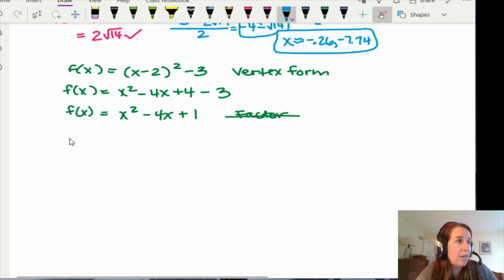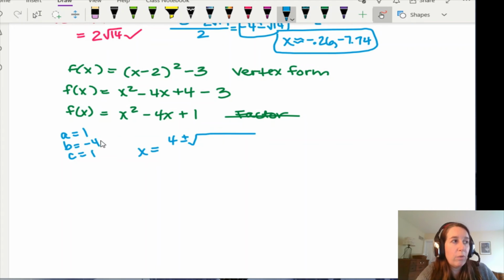So let's write down what our a, b, and c's are. A is 1, B is -4, and C is 1. Okay, so let's try our quadratic formula. X is equal to the opposite of B plus or minus the square root of B squared. When you square -4, please make sure you understand it's positive 16. Sometimes the way you type it in your calculator, it might say it's -16. Obviously, that's wrong. Negative times a negative is a positive. Minus 4AC, all over 2A.